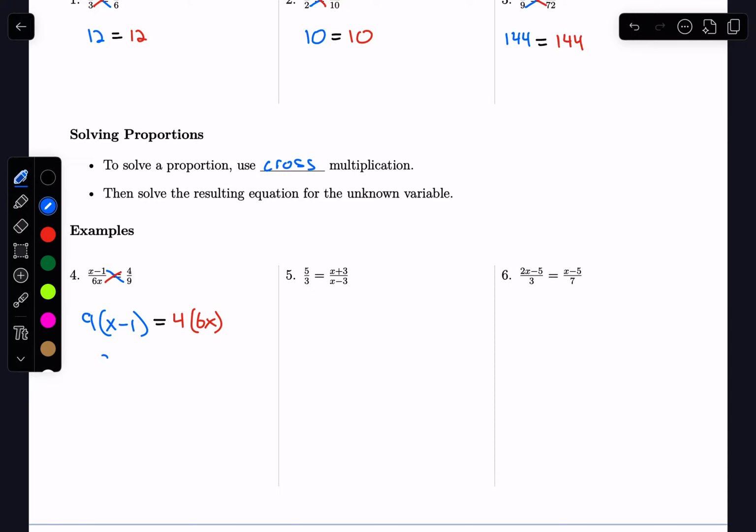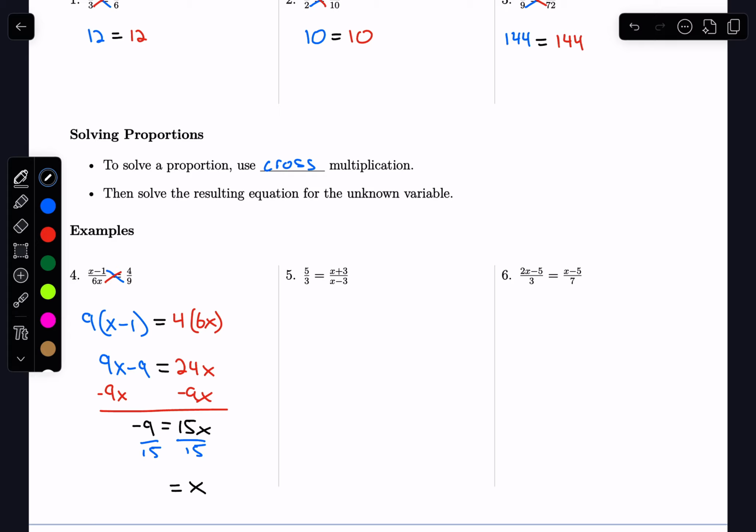So we end up with, on the left, 9x minus 9, and on the right side, 4 times 6x is 24x. All right, so now we just have a normal two-step equation that we can go ahead and solve. We don't have any constants on the right side, so I'm going to leave that minus 9 where it is, and I'm just going to go ahead and subtract 9x from both sides. When I do that, I end up with negative 9 equals 15x, so then I can divide both sides by 15, and all I have to do is reduce this fraction.